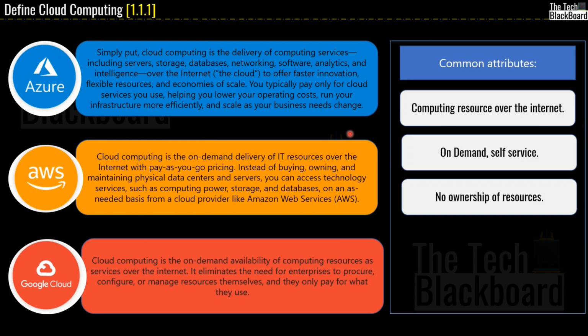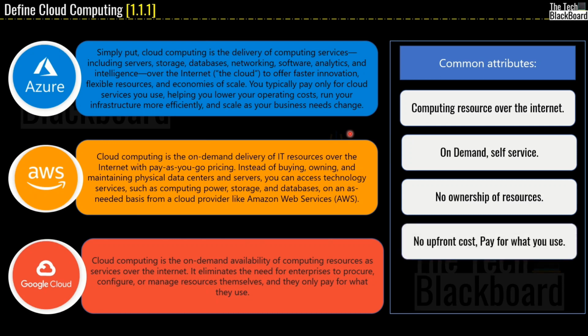And this concept of paying for what you consume is also known as pay as you go. Moving on, the fourth important attribute is no upfront cost. Pay for what you use. You don't have to spend a huge sum of money to buy servers or storage or build a huge data center. You can just access the resources over the internet and pay for them, kind of like renting out.